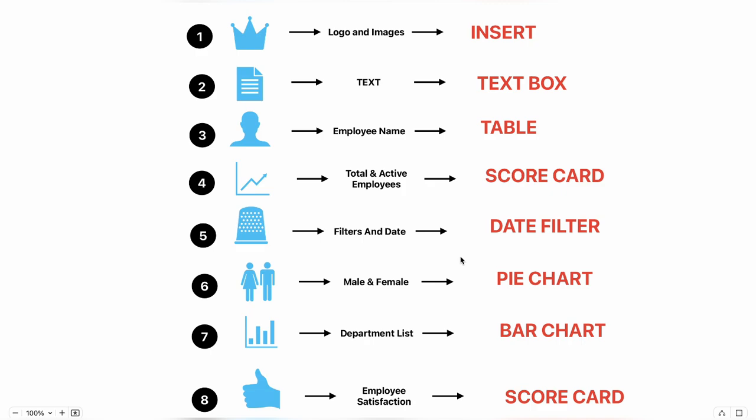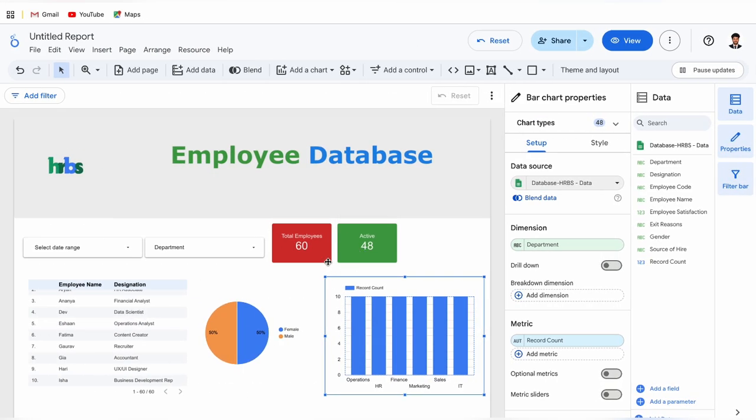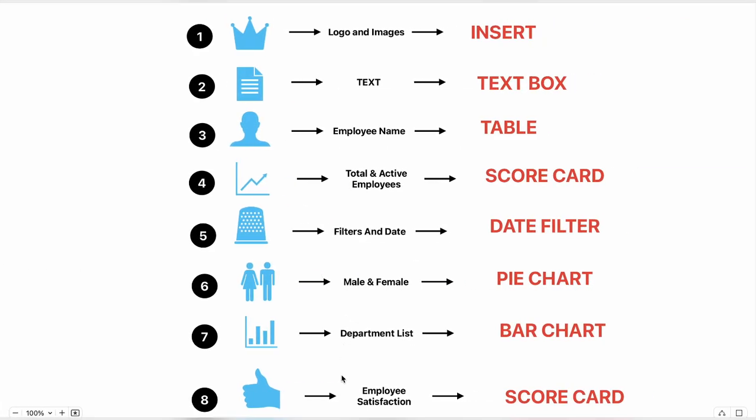Now we will go on to our eighth visualization, which is employee satisfaction. Employee satisfaction is something we take as an average, whereas the earlier ones were a sum of employees. I have incorporated employee satisfaction to understand how to deal with averages. How to deal with averages is very simple.